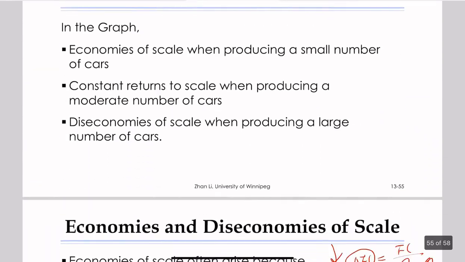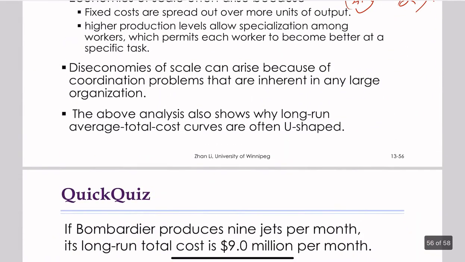Now, why do you get these diseconomies here? Well, this will happen because of the coordination problem. That is, if your firm becomes larger and larger, then it becomes harder and harder to coordinate between different workers, between different divisions in your firm, right? So this will reduce the efficiency of your firm, which will increase your average total cost. So now you will get these diseconomies of scale.